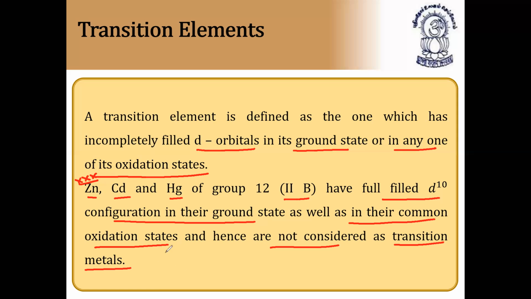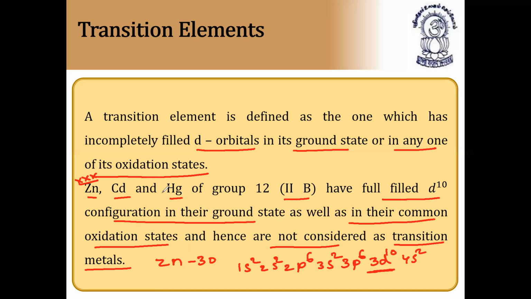If you see zinc, atomic number 30, it has the configuration 1s2, 2s2, 2p6, 3s2, 3p6, 3d10, and 4s2. So it has completely filled d orbitals. Total 2, 4, 10, 12, 18, 20, 30, so this is a total of 30 electrons. You find the same thing in cadmium as well as in mercury.